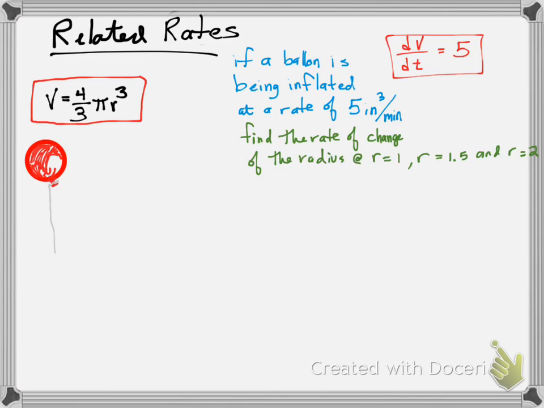So we're going to take our volume and we're going to differentiate with respect to time. So if we took the derivative of V with respect to time, we get dV/dt. And the 4/3 is going to give me 4/3 times the 3 using the power rule, which is 4. Keep the pi, 4 pi r squared. But then I'm going to have dr/dt.